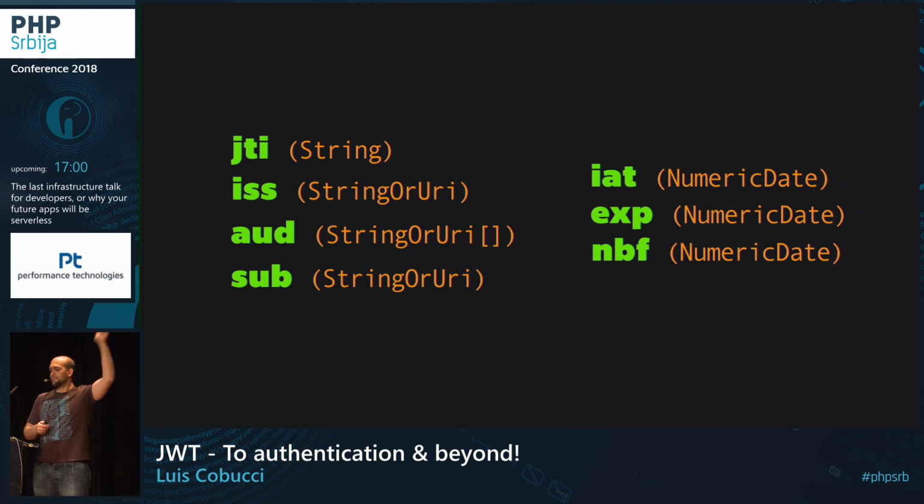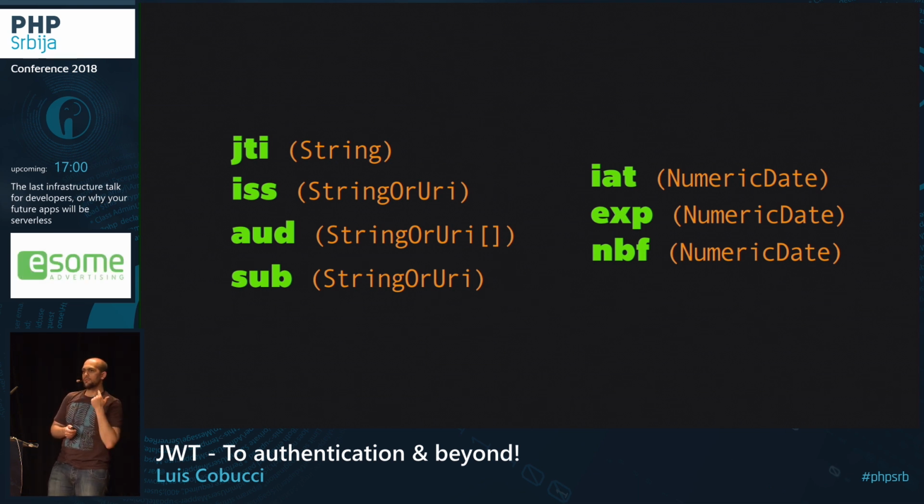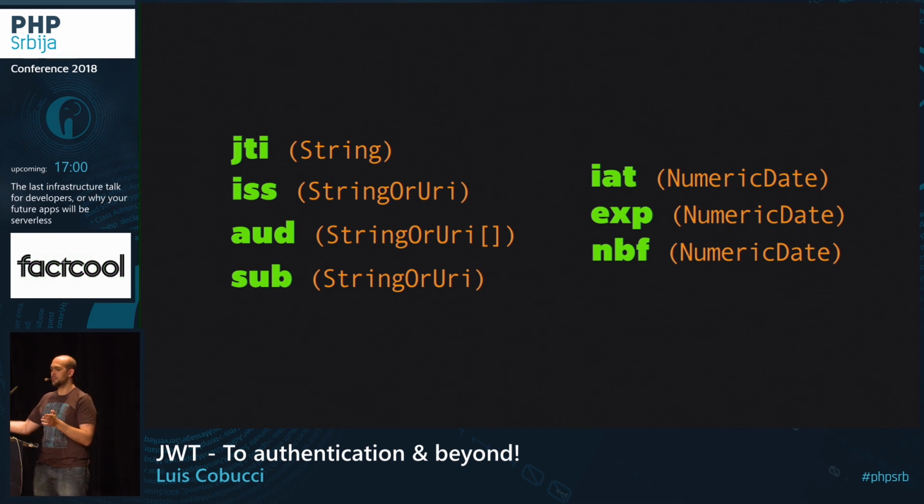So going from top to bottom on the left, we have the JSON token identifier. We have the issuer, which identifies via a string or in a URI, what's the issuer of the token. The audience can be an array or a single string, and it defines who is the audience of this token. This can be interpreted as what is the client that can use a token, or what is the list of services that you can access with that specific token.